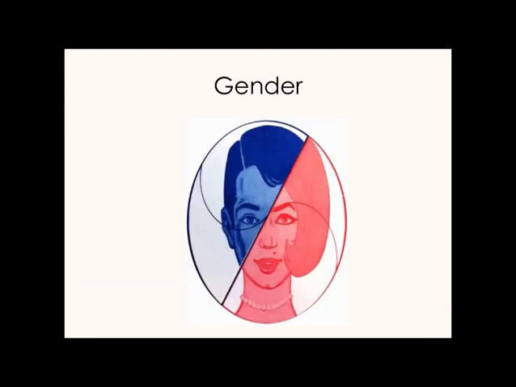Another very important characteristic is gender. Males and females are different. As we know, some are from Venus and some are from Mars, and they're quite different from one another in many ways. A lot of our strategies have to tailor our approach to one or the other.